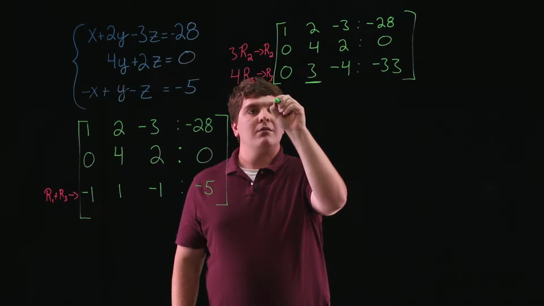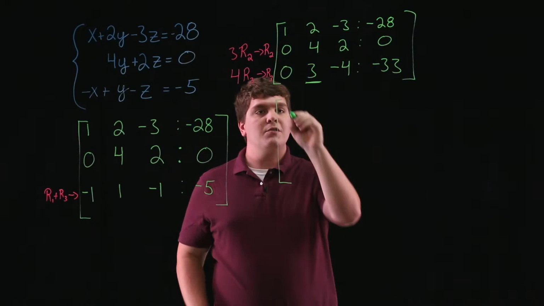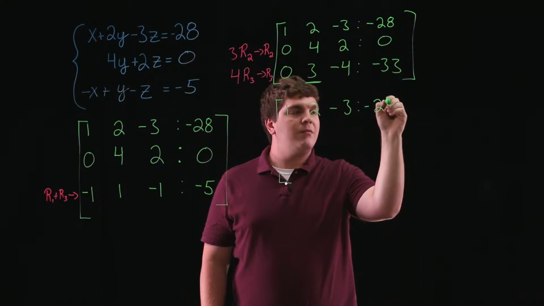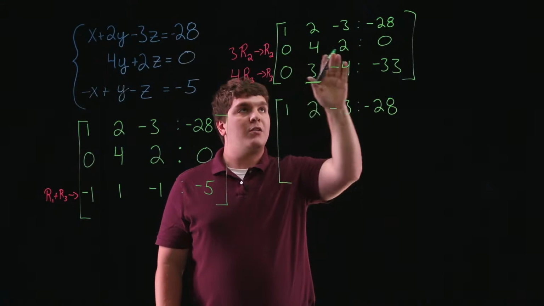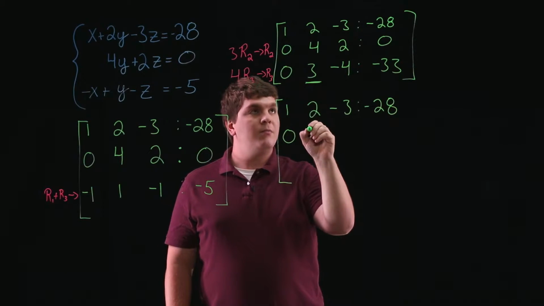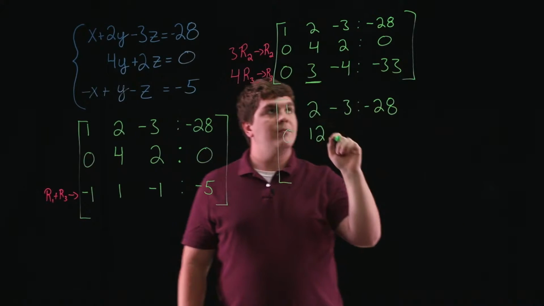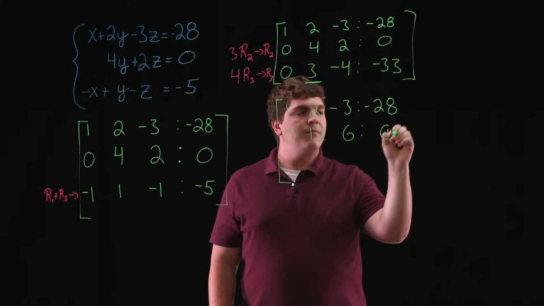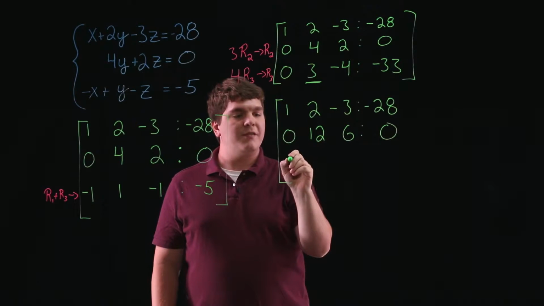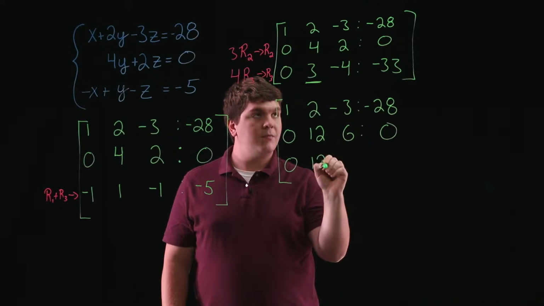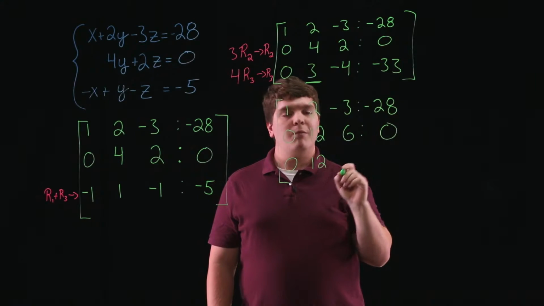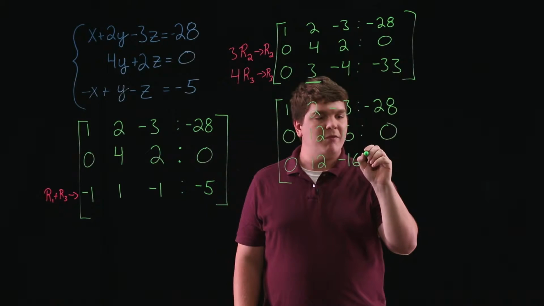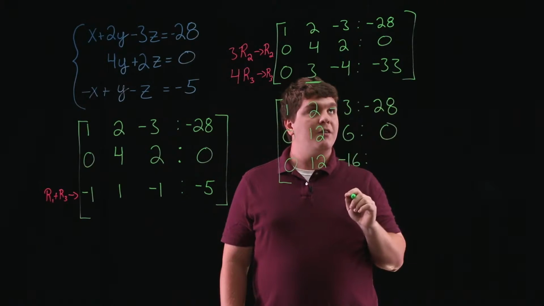So this leaves us with the matrix where the first row is 1, 2, -3, -28. The second row, I said we're multiplying by 3, so it's 0, 12, 6, and 0. And in the third row, we're going to have 0, 12. Here we're multiplying -4 by 4, so we'll have a -16. And we're multiplying -33 by 4, so that will be -132.